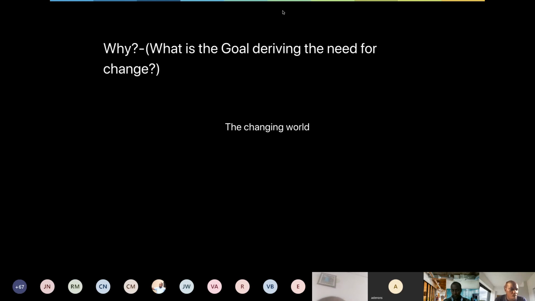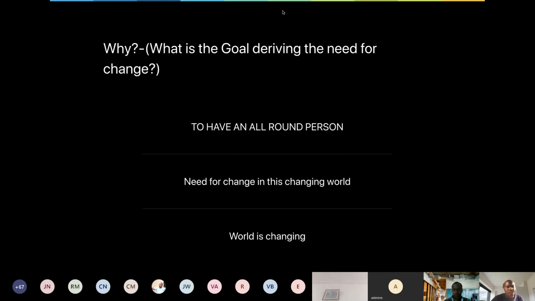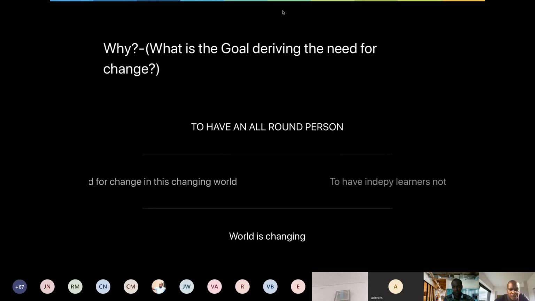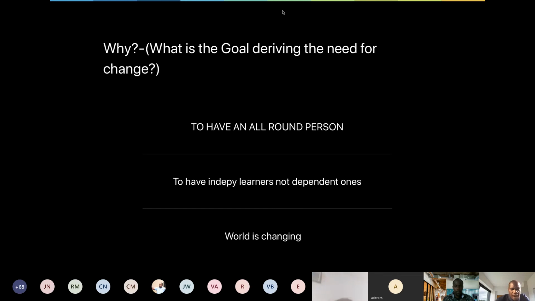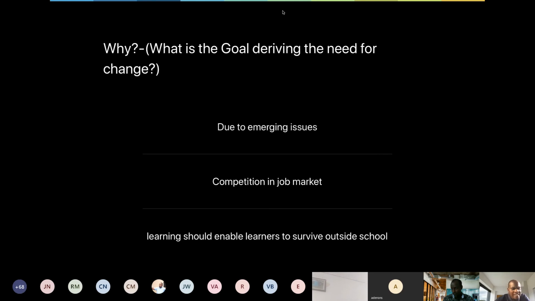Let's have more. The need for change in this changing world. World is changing. To have an all-round person. To have learners not dependent. Yes, Regina? To have people who think critically and can solve problems. Okay, thank you. Make sure you write it down somewhere.